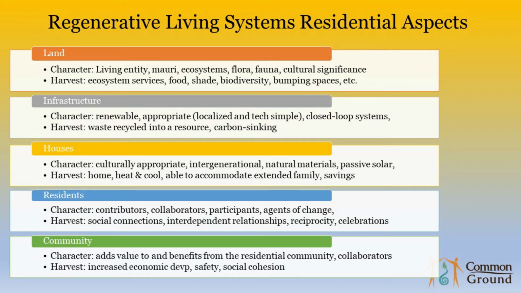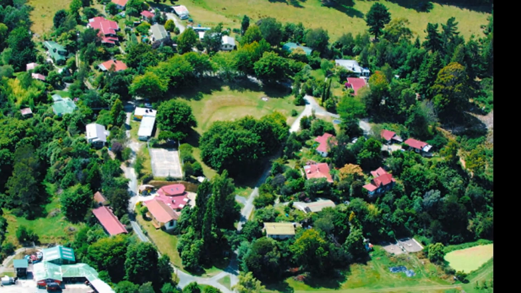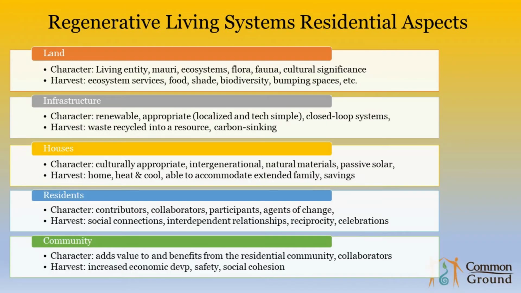So the character of the land would be that it is a living entity. It would have mauri, life spirit. It would be seen for its ecosystem services and its flora and fauna and its cultural significance. The harvest of what we get from such land are the use of the ecosystem services. We get food, shade, biodiversity, gathering spaces, etc.